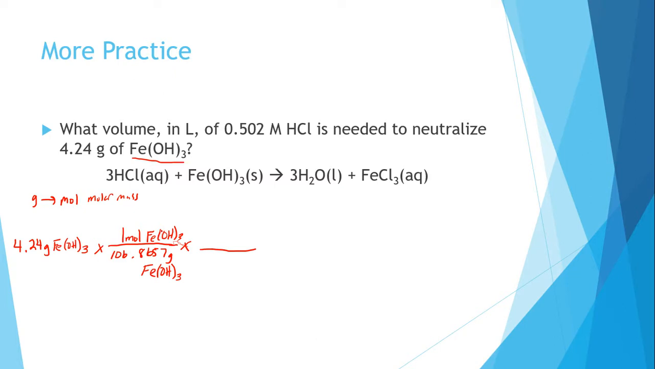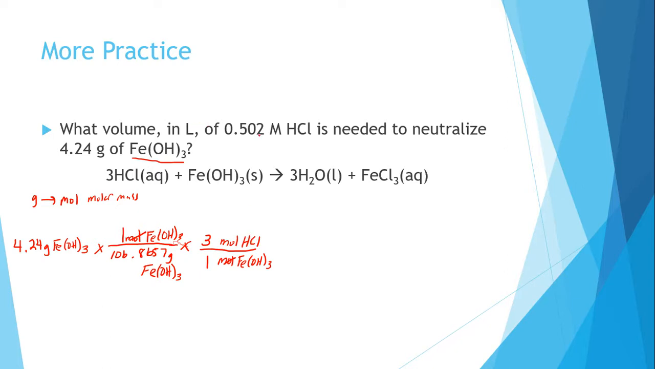So now I've gotten it out of grams and I've gotten it to moles. I can go from moles of one compound to moles of a completely different compound using our mole ratio. So moles of our iron 3 hydroxide to moles of our hydrochloric acid. Notice mole over mole, we have to get this from our balanced chemical equation. So HCl has 3 and Fe(OH)3 has 1. That allows me to cancel these moles, and I have moles of HCl.